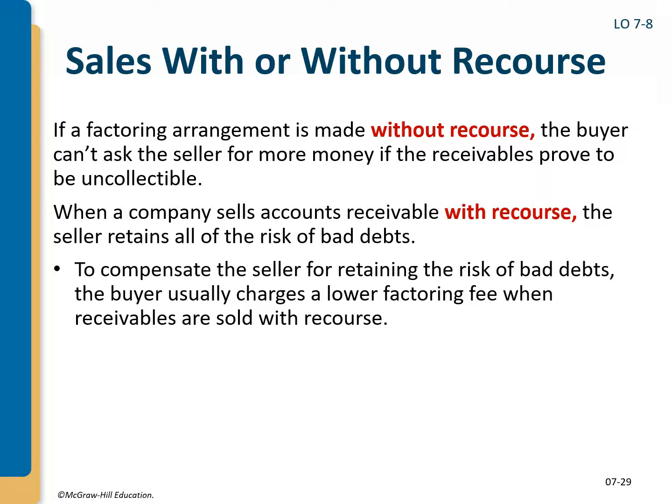So when this buyer takes on the accounts receivables, they take on all responsibility of collecting the money. If they're sold with recourse, the buyer has the right to come after the seller for uncollectible accounts. So to compensate the seller for retaining the risk of bad debts, the buyer usually charges a lower factoring fee when receivables are sold with recourse. So we're going to see how we create journal entries in each of these scenarios.